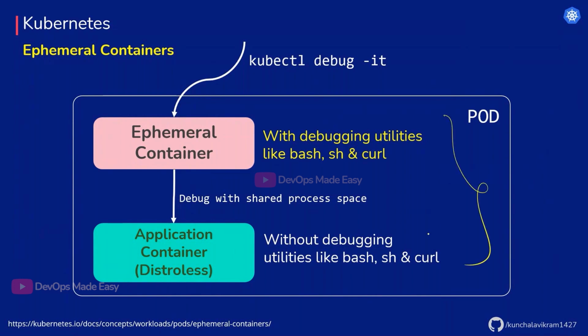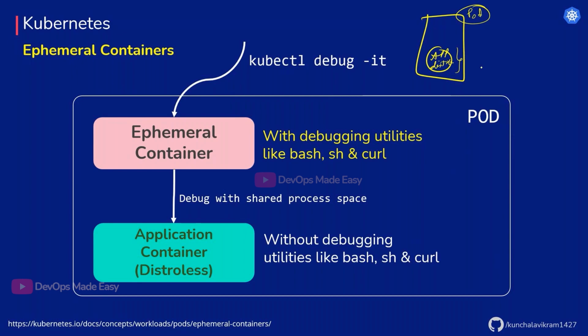Understood, guys? Can you come again, Vikram? So here this is a pod. This pod has only one container, your main application container, and it is Distroless based. So this Distroless based container will not have any debugging utilities, right? So if this pod is failing and you cannot debug it because kubectl exec itself will not work, then you create one ephemeral container. This container will have all the debugging utilities which you need, like bash, sh, curl.